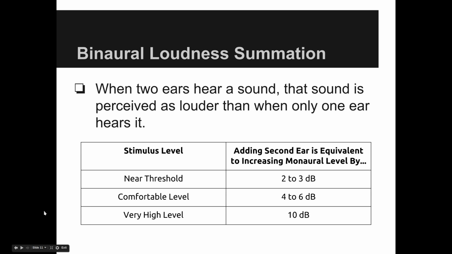Okay, let's move on to binaural loudness summation. This is the effect whereby when both ears are working together and they hear a sound, that sound is going to be louder than it would be if you're only hearing it with one of those ears. So in normal hearing adults, the effect is going to be dependent on stimulus level. So near detection threshold, by adding that second ear, loudness will increase by 2 or 3 dB. When you're closer to a comfortable listening level, it'll increase by 4 to 6 dB, and at a very high level, around 10 dB.